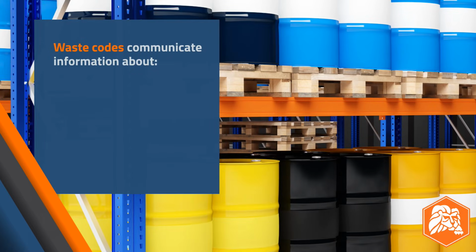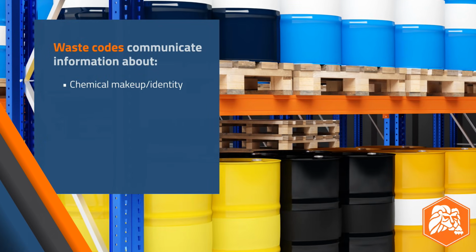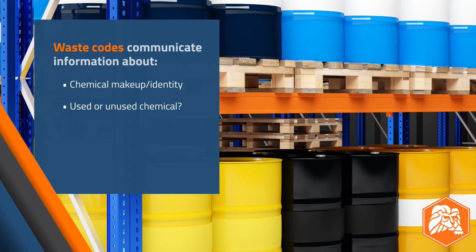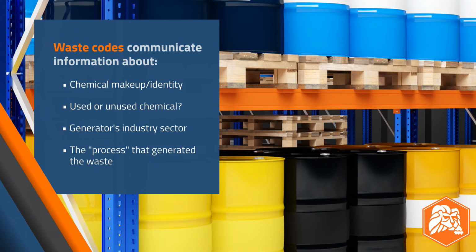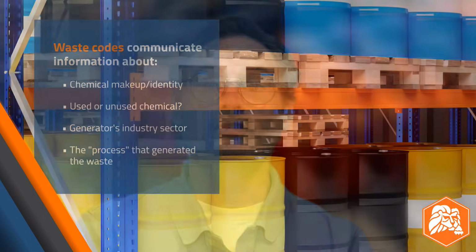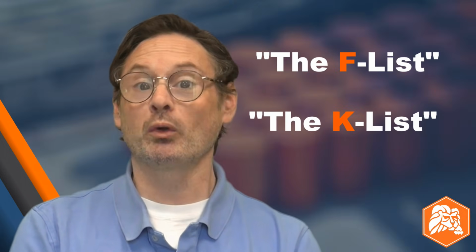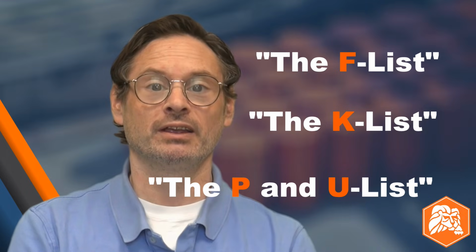or something else. There are other RCRA waste codes that may apply to your hazardous waste that provide other information about it, like the chemical makeup of the waste, whether it's used or unused, which industry sector the waste came from, and even the specific process that generated it. These other hazardous waste codes will come from one of these lists found in the RCRA regulations: the F list, the K list, or what we call the P and U list.